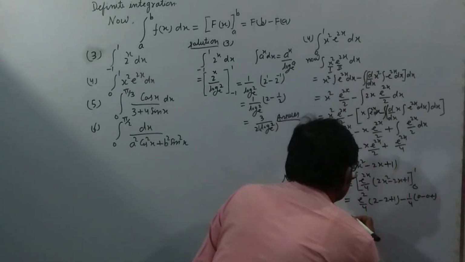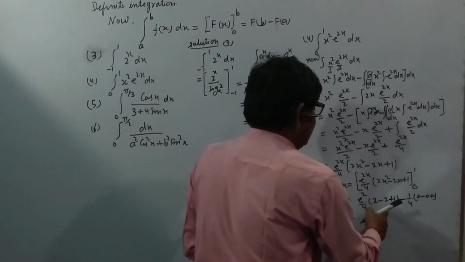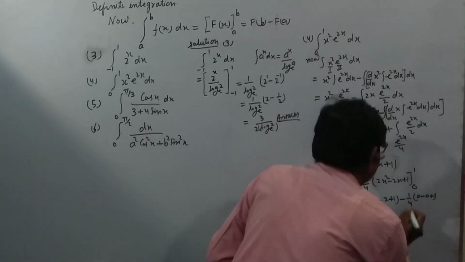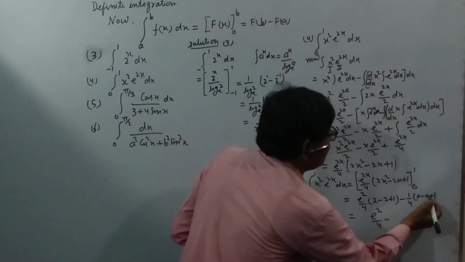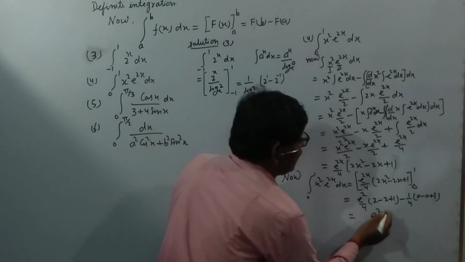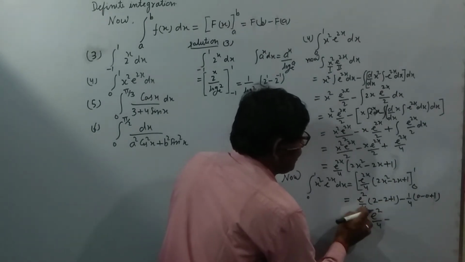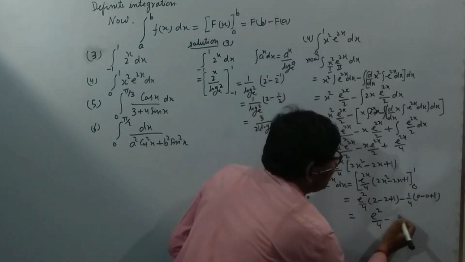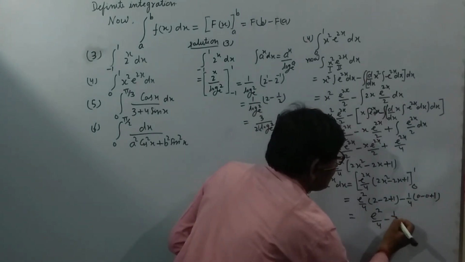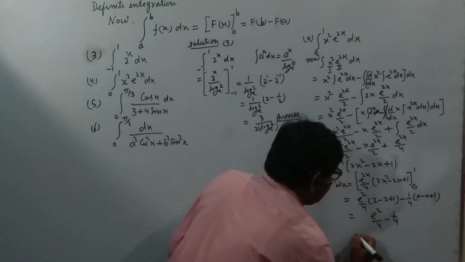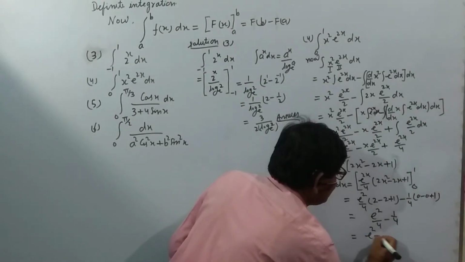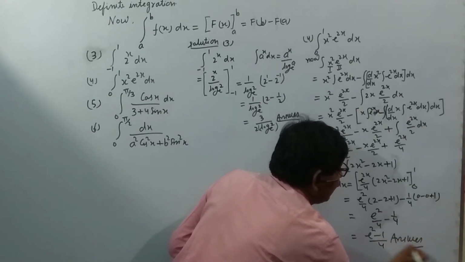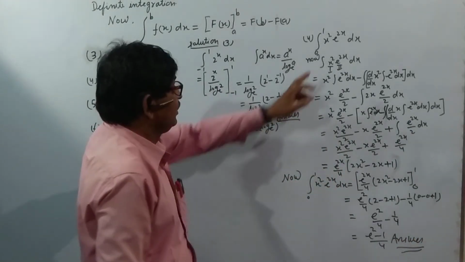Now the 2s are cancelled. This is simply e to the power 2 by 4 minus 1 by 4. So the 2s cancel, e to the power 2 by 4 minus 1 by 4, which will be equal to (e^2 minus 1) by 4. This is the answer of our integration.